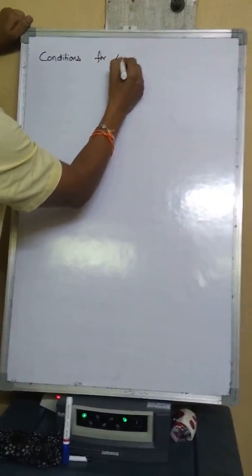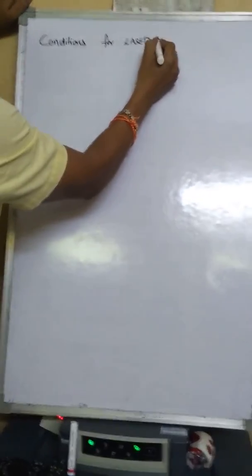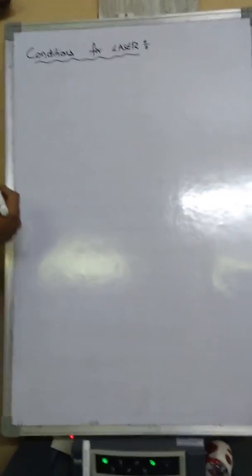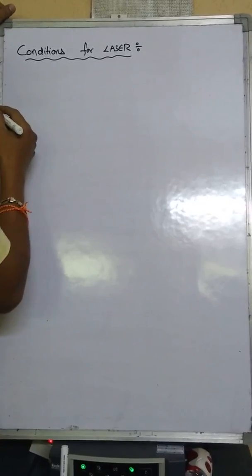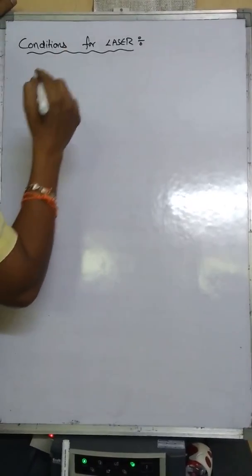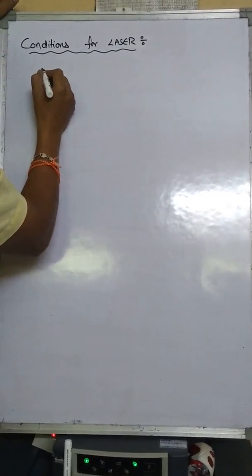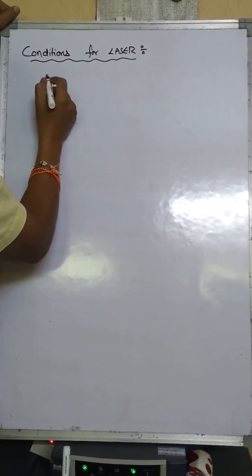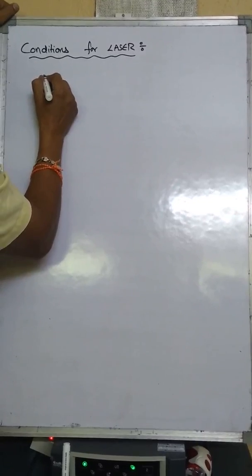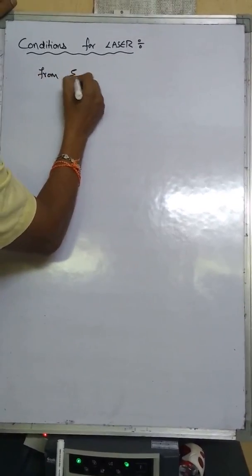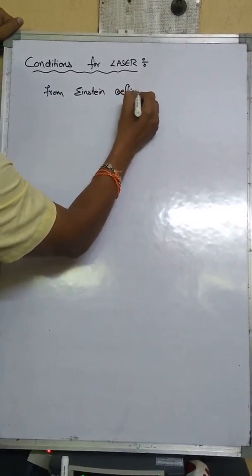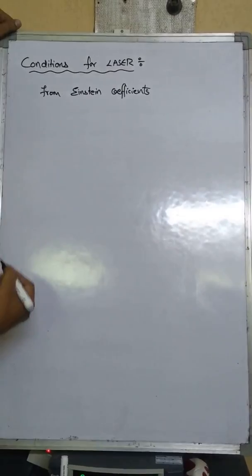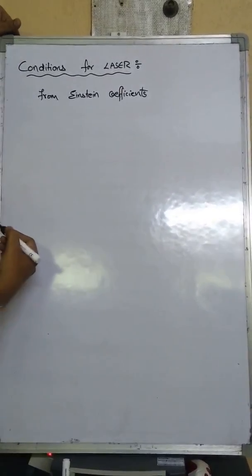Conditions for laser. There are two important conditions for a laser. So we'll just check it out. What are those important conditions? Let me recall some of the important points in the Einstein coefficients. You just review the video of the Einstein coefficient derivation, and refer to your assignment or the video, lecture 3, that is Einstein coefficients.